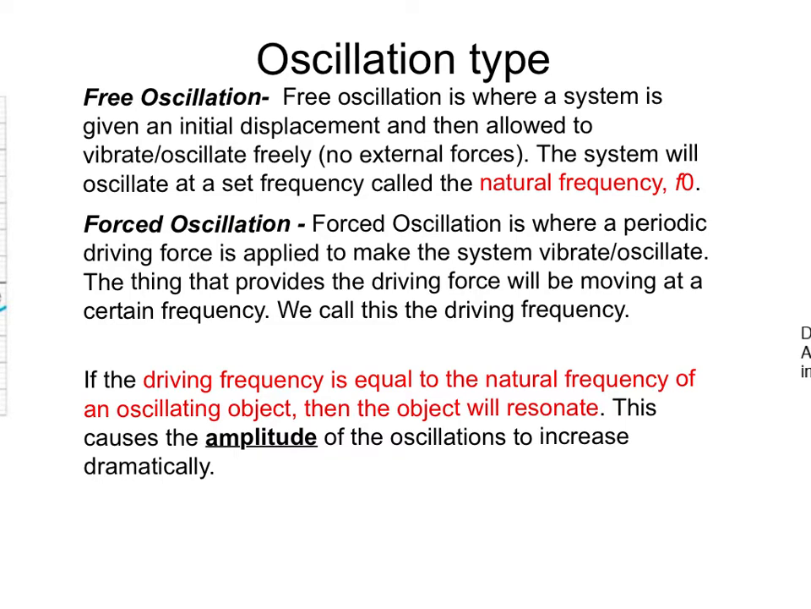Okay, so let's start firstly with what do we mean by free oscillations. Free oscillations is where a system is given initially a little budge to give it a bit of displacement, and then it's allowed to freely oscillate. So there's no external forces that are constantly causing it to oscillate at a specific period. The system will continue to oscillate at that set frequency, which we call the natural frequency, f naught. Every single object does that, by the way, including parts of our bodies and including glass.